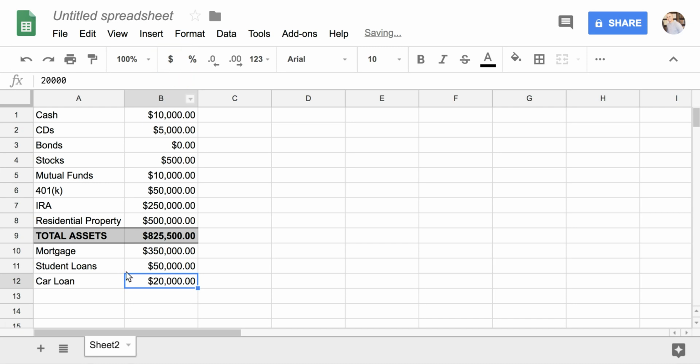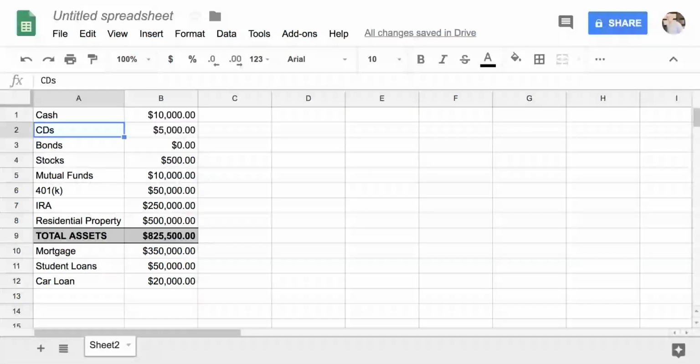Now you notice I didn't put the car in the asset column, although you could. The reason I didn't include the car in the asset column is because cars tend to depreciate over time. So if you bought a car, you're losing value on the car year after year.